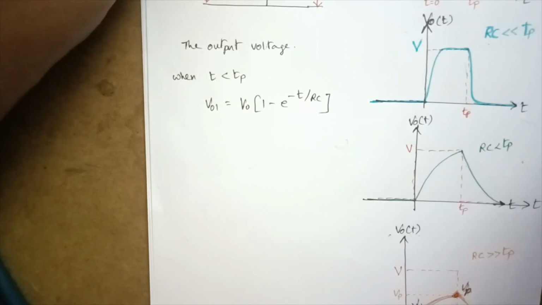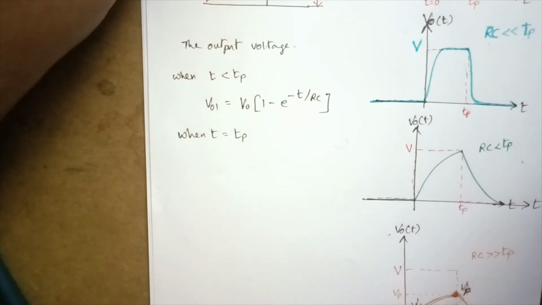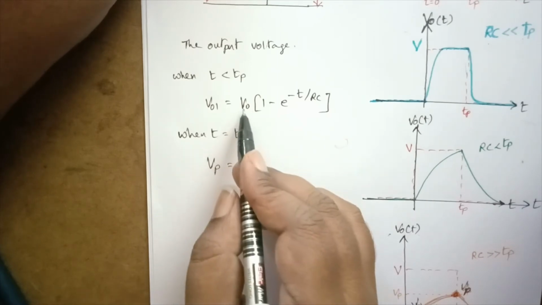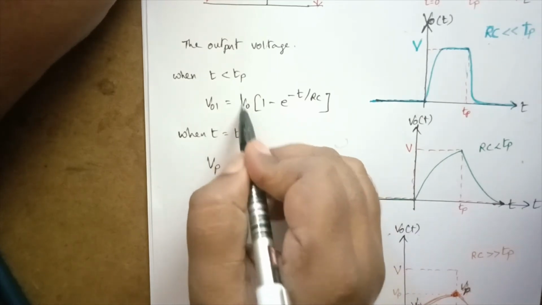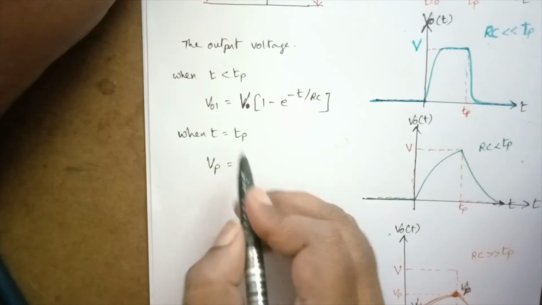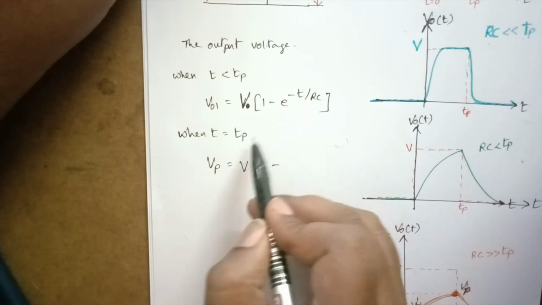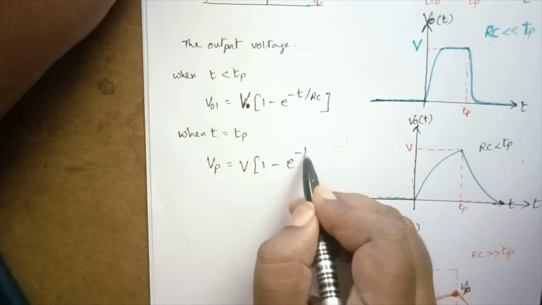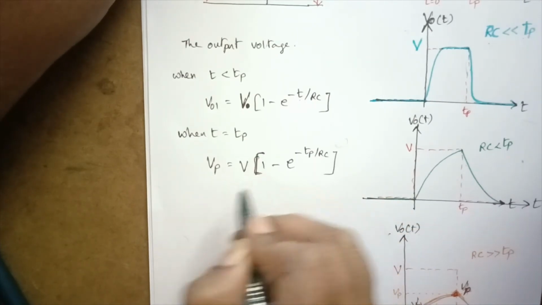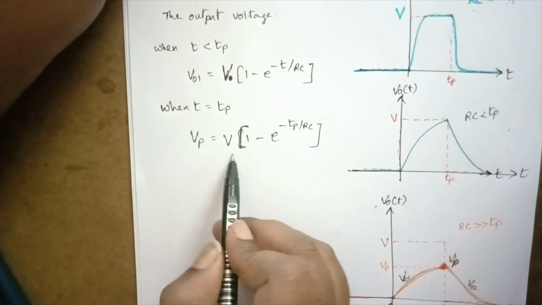Now next, when t is equal to Tp, what is the output voltage? Vp. This is not V naught, it is V, the input step voltage. So V into 1 minus e power minus Tp by RC, instead of t I write Tp. So this is the equation at t equal to Tp: the output expression Vp is equal to V into 1 minus e power minus Tp by RC.